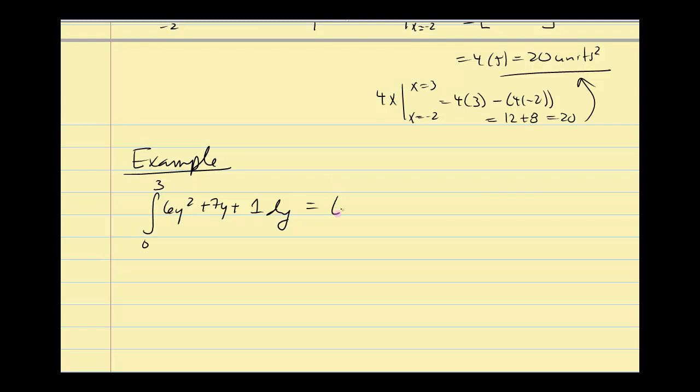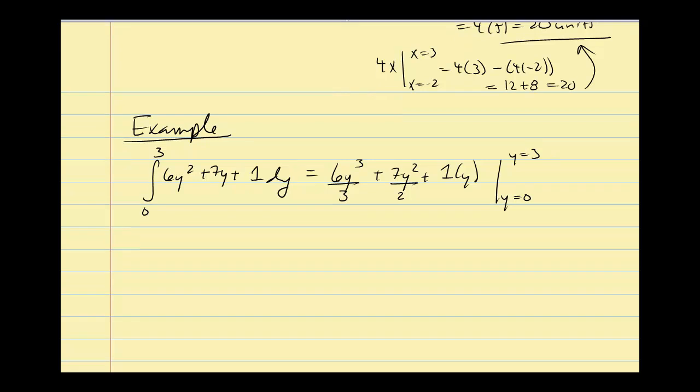We'd add 1, divide by the sum, 6y cubed over 3 plus 7y squared over 2 plus the integral of a constant is just the constant times the variable, evaluated from y equals 0 to y equal 3. And of course we're going to simplify here. 3 goes into 6 twice, 2y cubed plus 7 halves y squared plus y, evaluated from y equals 0 to y equal 3. So we plug in our upper first.